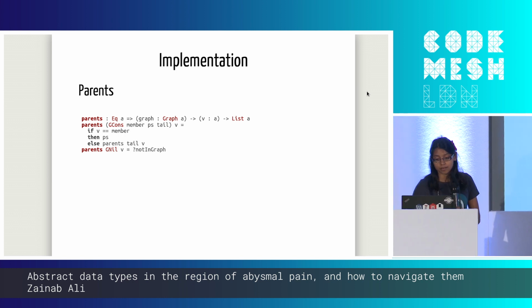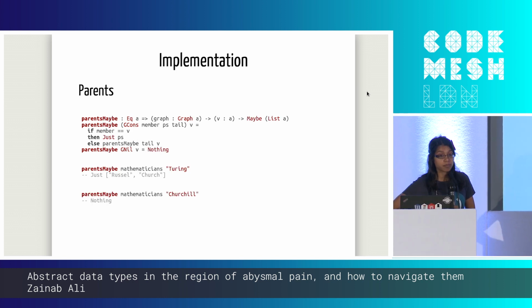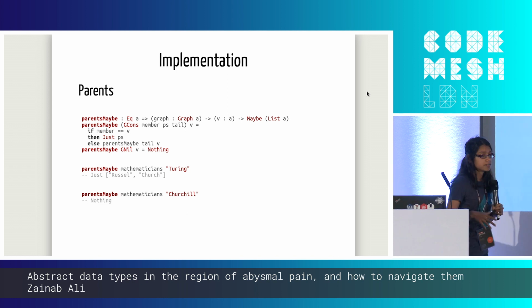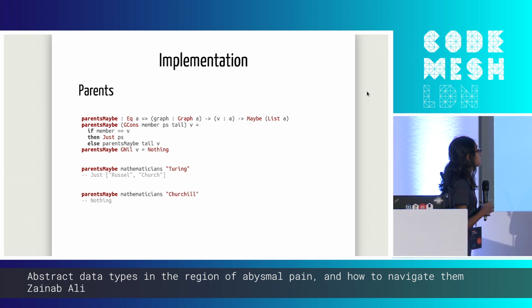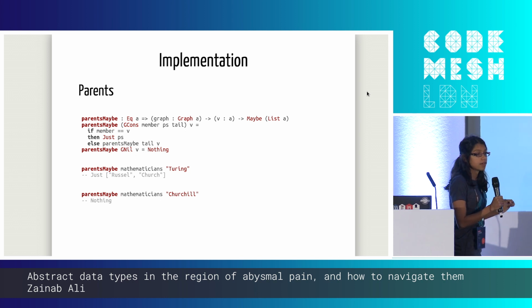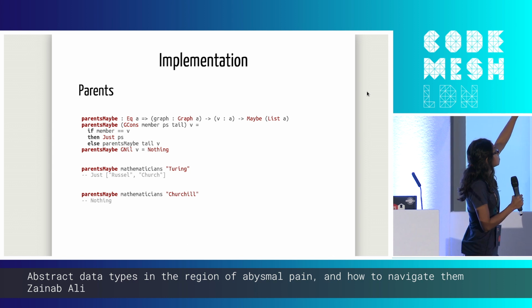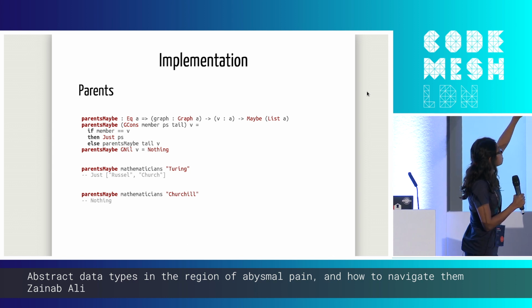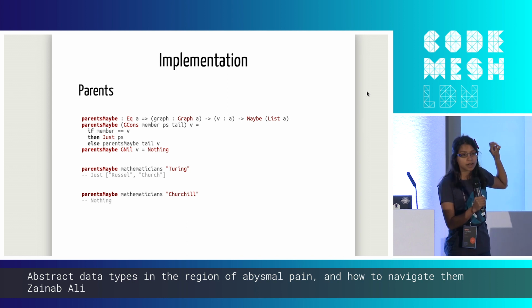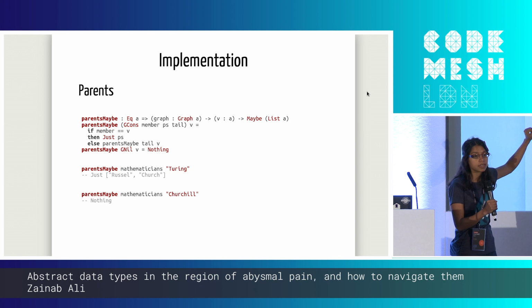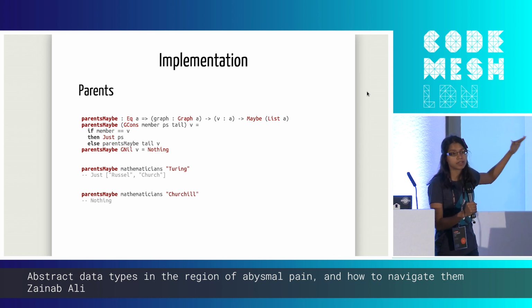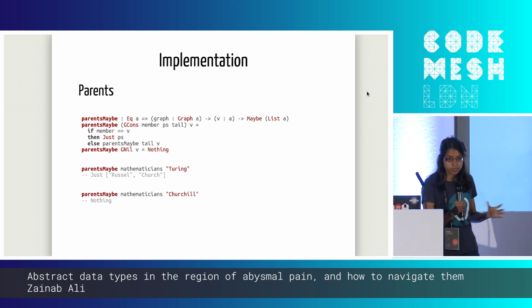The only other thing I can do is return a maybe. A maybe represents a value that might be there and might not. In the case that my vertex is in the graph, I know that that value is there. So I can return just the parents. But if I reach the end of the graph and I haven't found that vertex yet, I return nothing. And that's because I don't have any parents to return. So this distinguishes between the case where a vertex is in there and it doesn't have any parents, and a vertex isn't in there at all.